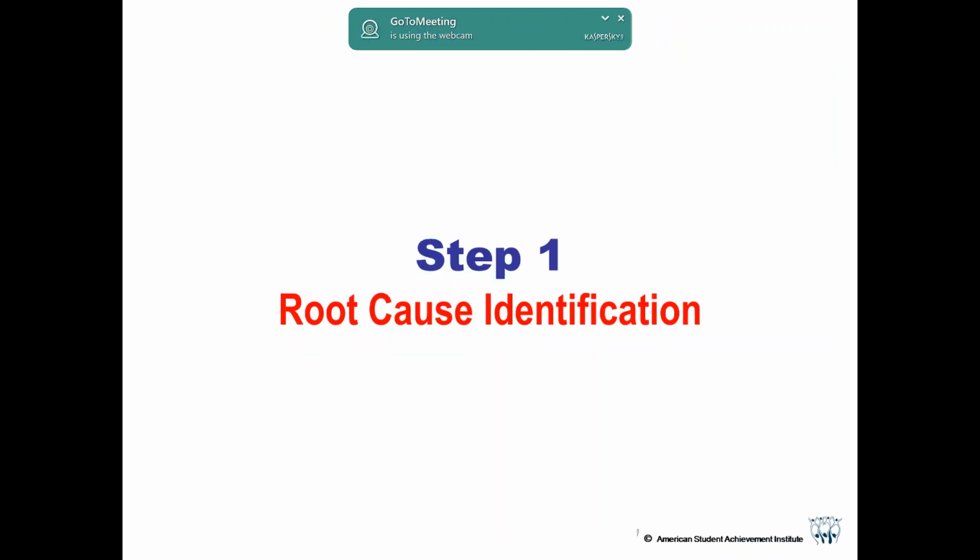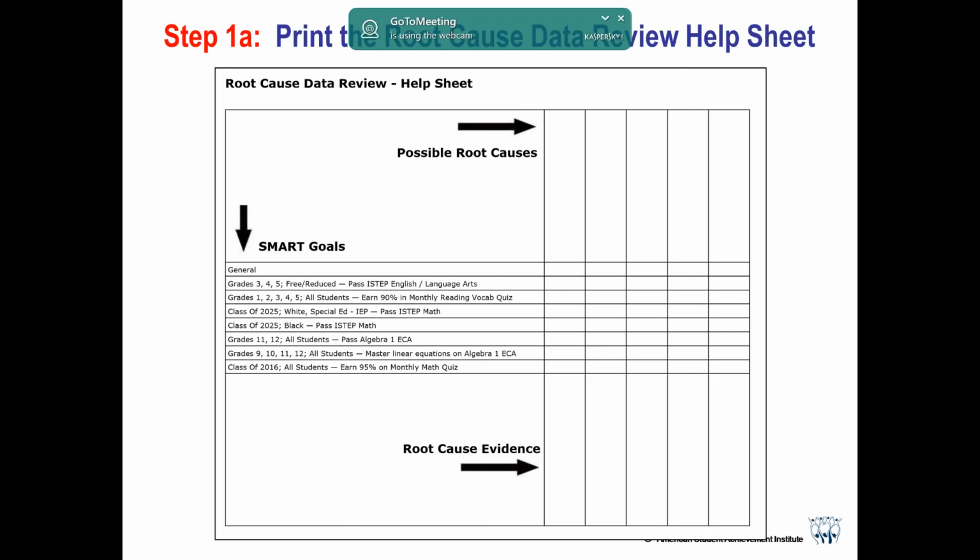So, okay, here's how we do it. Root cause identification, step 1. You're going to print out a help sheet that looks like this. And you won't be able to print it until all your SMART goals have been approved. Once the SMART goals are approved, you'll be able to print this, and it will list all of your SMART goals here. And then you'll use this sheet as you look through all the data.